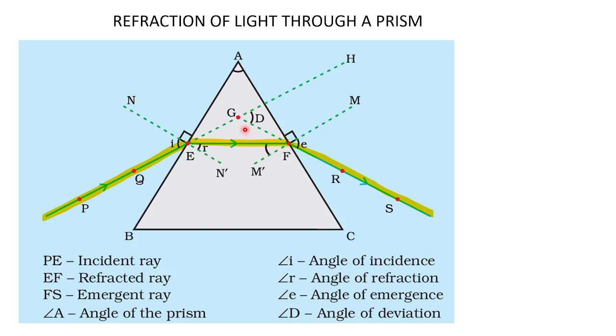Let me explain everything. After that you can ask me doubts. Let me complete it. So you have to mark all these points. PE, the point name is not so important. Instead of PQ, if you write XY, no problem. The letter is not that important, don't worry about that. You can give any name. PE is the incident ray.